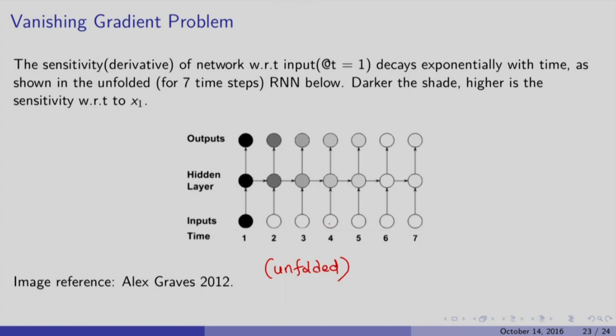So inputs have been shown here below, there are indices up to 7 and there are hidden layers and outputs which have all been summarized across all the neurons in the hidden layer. The sensitivity of the network with respect to the input, that is the input at t equals 1, varies or decays as you move away from the input, and in fact this decay is exponential, as has been pointed out here.